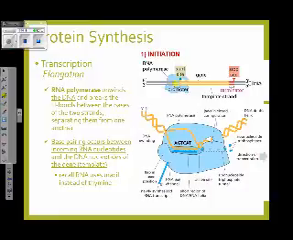Again, recall RNA uses uracil, which is the U, instead of thymine, which is the T. It's using that template of the DNA to create the RNA that will then move on to translation.